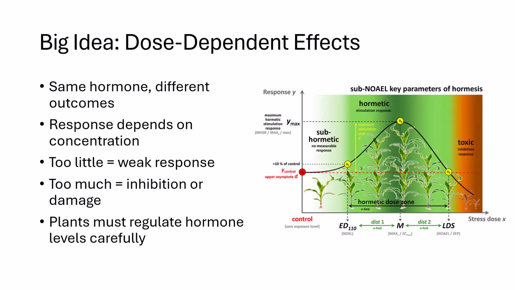One of the most important ideas in plant development is that the same hormone can produce different outcomes depending on its concentration. Too little may not trigger much of a response, while too much can actually inhibit growth or cause stress because it overwhelms the system and can disrupt normal cellular processes. That's why plants have to regulate hormone levels very carefully. This experiment is designed to show you that balance in a very clear visual way.